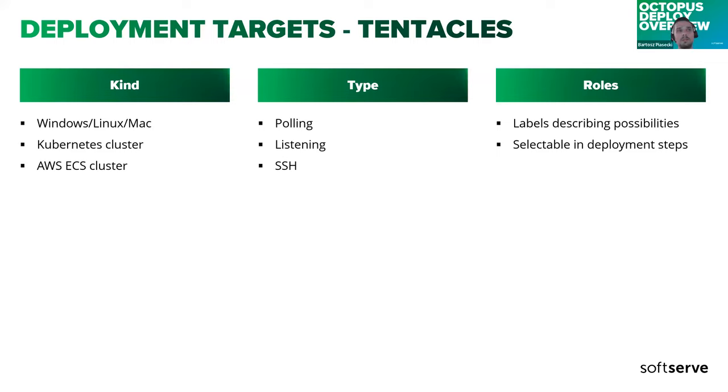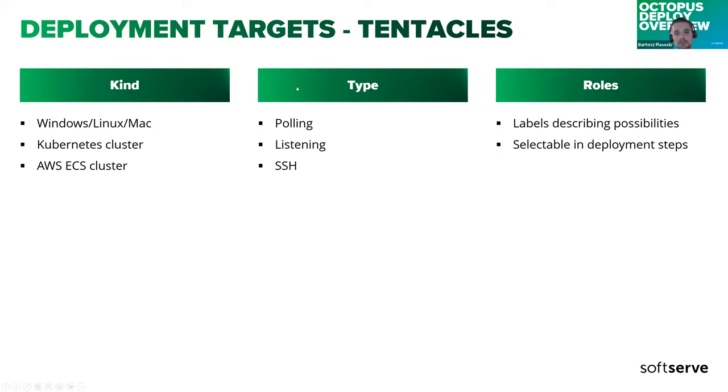Okay, I mentioned deployment targets. They are also called tentacles in the Octopus world. So let's divide them into several categories. When it comes to kind of deployment target, we can have Windows or Linux or Mac-based virtual machines. We can have Kubernetes clusters as well. We can have, for example, in AWS, an ECS cluster. So that's the kind of deployment target.